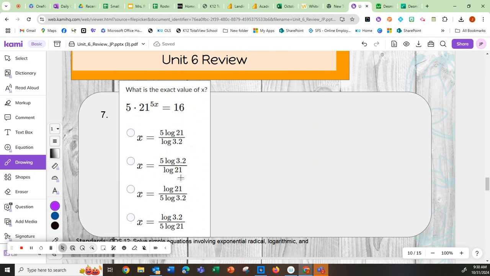7 is a little bit harder. This one doesn't have a log in it, but it's asking us to solve for x, and x is part of 5x, which is in the exponent spot. So the first thing I'm going to have to do is try to get 21 to the 5x isolated. So right now on the left-hand side, 21 to the 5x is being multiplied by 5. So I have to first divide both sides by 5.